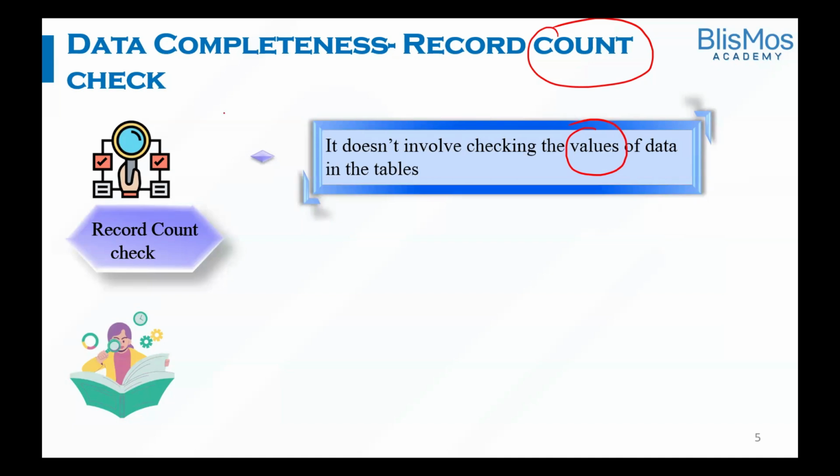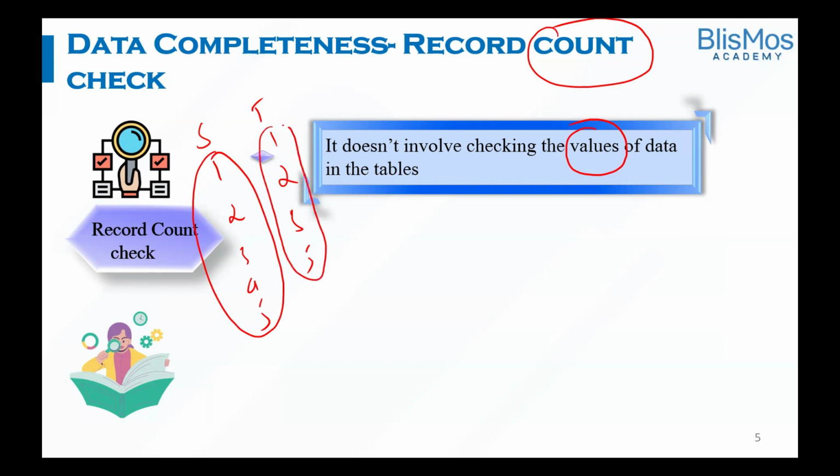Let us say the source has 5 values, 1, 2, 3, 4, 5, and the target has, let us say, 1, 2, 3, 5. Record count check will only check that the source has 5 values and the target has 4 values. It doesn't check whether 1 is there or 2 is there. That's what I mean by this.